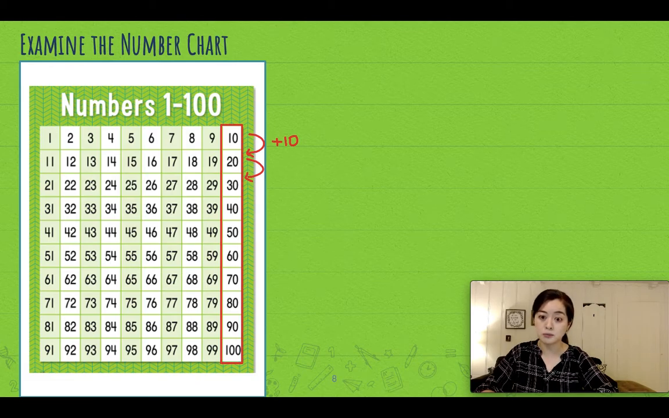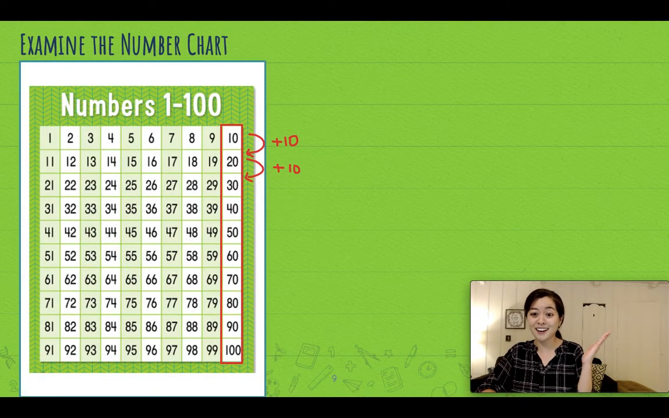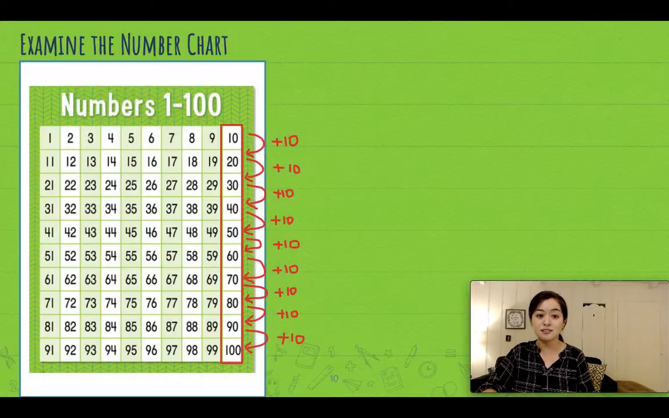How do the numbers change? Do they get bigger or smaller? From 20, it changes to 30 by getting bigger. How much bigger? By 10. And if we keep going, we see from 30 to 40, 40 to 50, 50 to 60, 60 to 70, 70 to 80, 80 to 90, 90 to 100. The numbers change by adding 10.